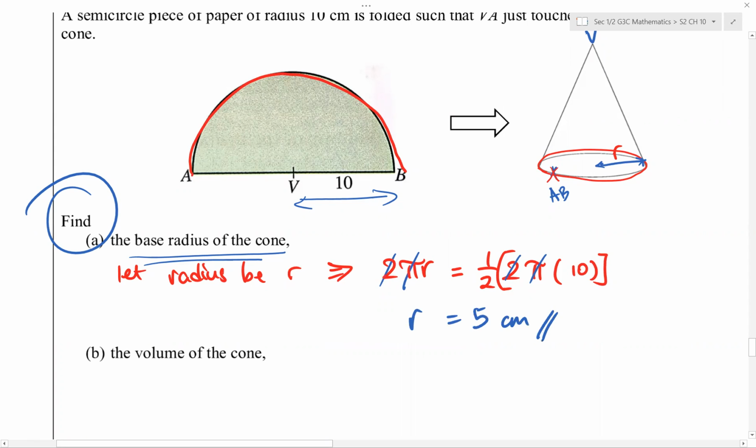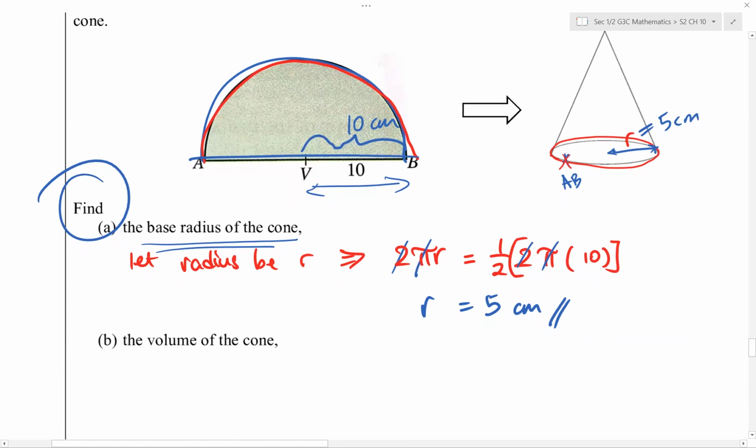So as you pass the paper around, Harry, don't hold the paper. As you pass the paper around, you realize that the radius of that semicircle, which is 10, versus the radius of this cone, has a value of 5 cm. You form a smaller circle for the base of the cone from a bigger semicircle with a bigger radius. Okay, now then the volume of the cone.